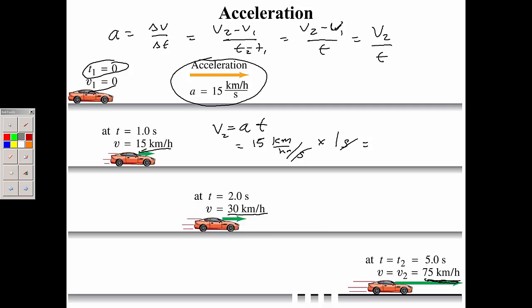Again, acceleration is a change in velocity divided by a constant measure of time. So it's no surprise that we're going from 0 to 15, 15 to 30, and then after 5 seconds up to 75. Our velocity is changing as the time goes by.